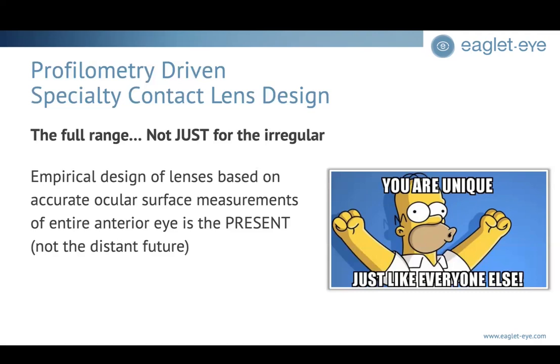Today, empirical lens design is very analogous to, if we think back to early corneal GP fitting, or the time before my time, when corneal topography was a novel tool to have in the clinic. Today, empirical lens design is really based on accurate ocular surface measurements of the entire eye. And this is analogous across all specialty lens designs. It's not just for sclerals, not just for corneal GPs, but we see today that profilometry really brings an element of precision to our fitting styles.